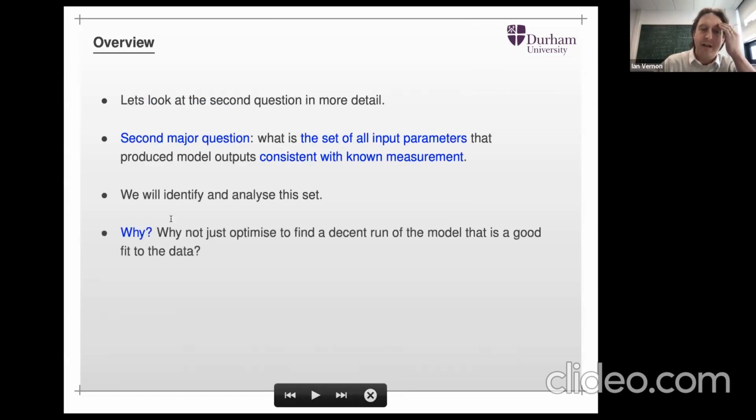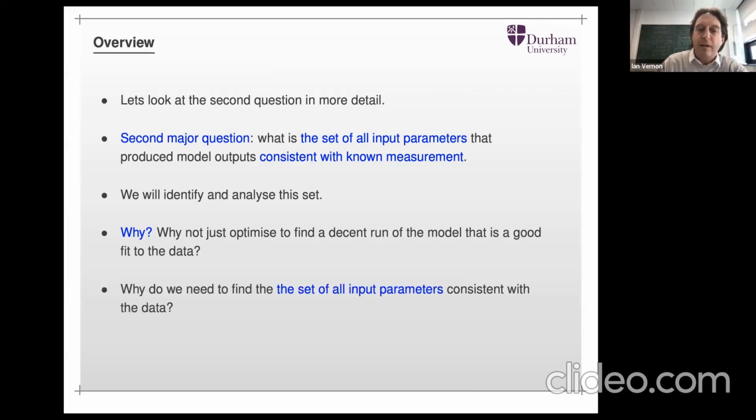So the question here is why? Why not just optimize, for example, to find a decent run of the model that is a good fit to the data? We could just plug our model into some optimizer, it'd explore parameter space, try and find a single run that's pretty good, and you could just do that and publish that. Well, why do we need to find the set of all input parameters consistent with the data?